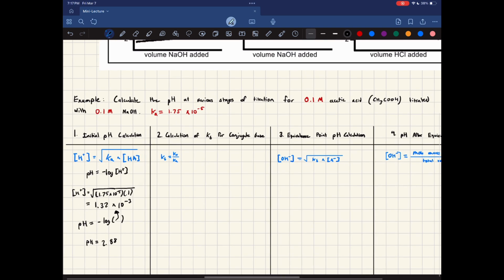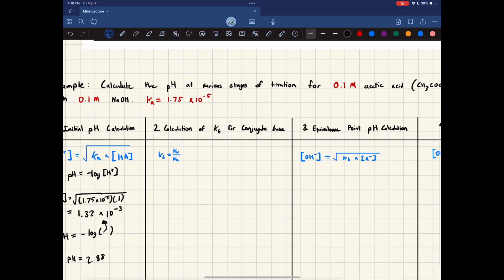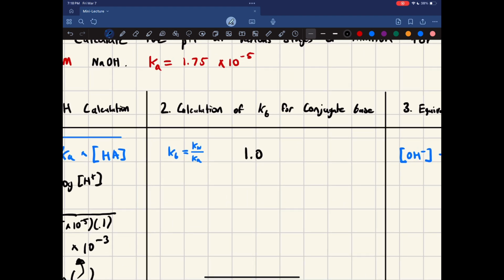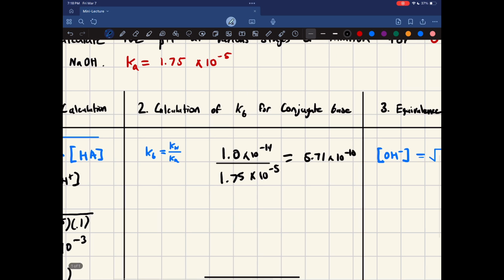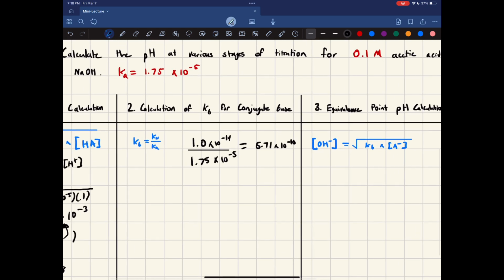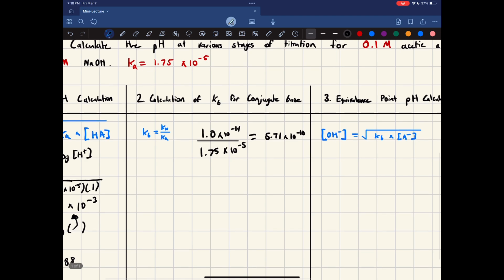Alright, next, the calculation of Kb for the conjugate base. We know that Kb times Ka equals Kw, and Kw is 1.0 times 10 to the negative 14. So Kb equals 1.0 times 10 to the negative 14 divided by 1.75 times 10 to the negative 5, which equals 5.71 times 10 to the negative 10. And that gives us the Kb value.